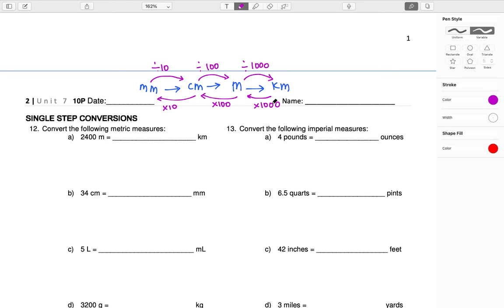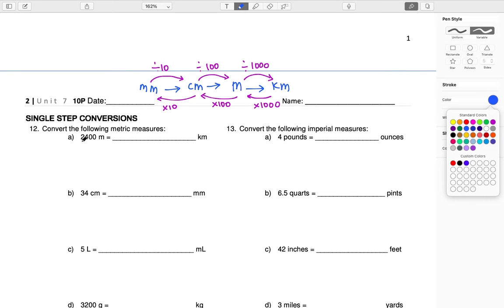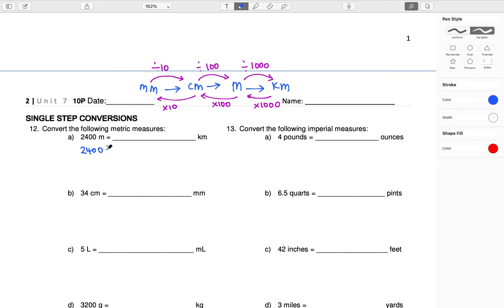So for this one, let's try letter A. When we have 2,400 meter, we're trying to go from meter to kilometer here. Meter to kilometer. So what we need to do, if you take a look, to go from meter to kilometer, we've got to divide it by 1,000. So what you can do is 2,400 divided by 1,000, and that will give me 2.4. So it will be 2.4 kilometer.